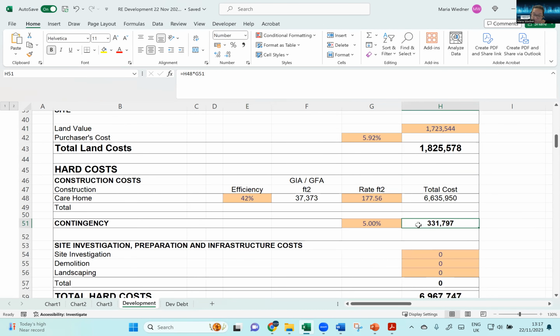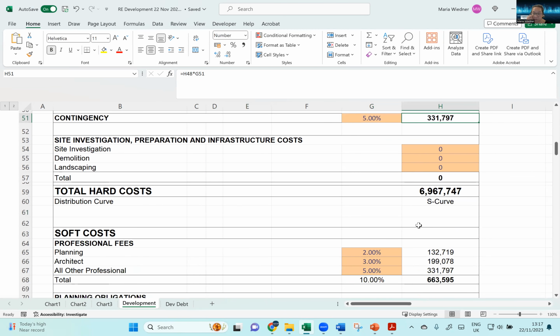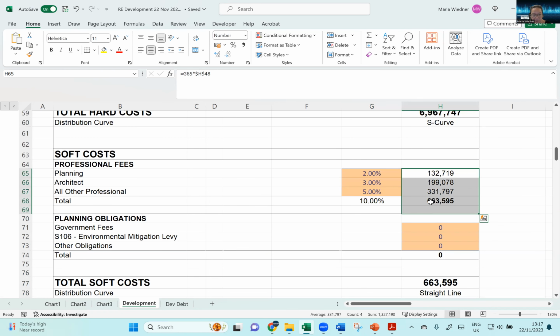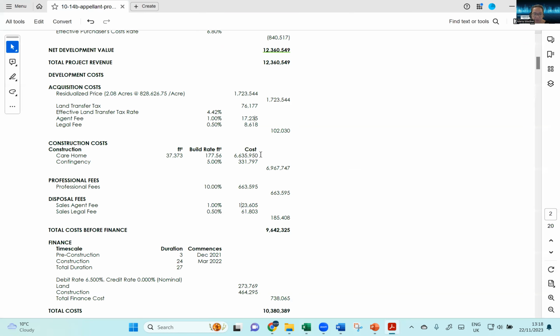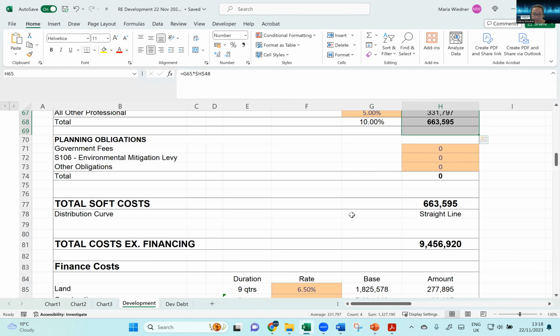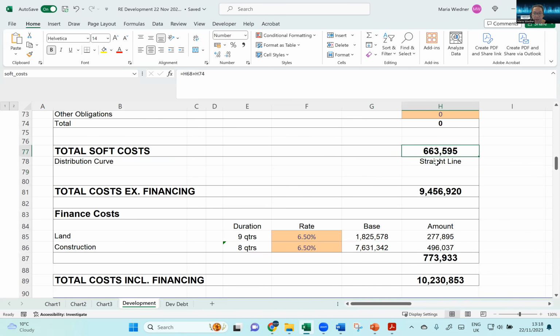Contingency 5%, that's pretty low. Normally we would put around 10 to 15%, but that's another story. Professional fees 10%, so that's how much they put there. Professional fees are soft costs, and then you have here planning obligations. They've ignored the planning obligation cost. Maybe it's included in the 177 pounds per square foot. I don't know how they get 177.56, but that's what they've done. And then you have here the soft costs. And then you have here total cost excluding finance, which is the sum of everything.